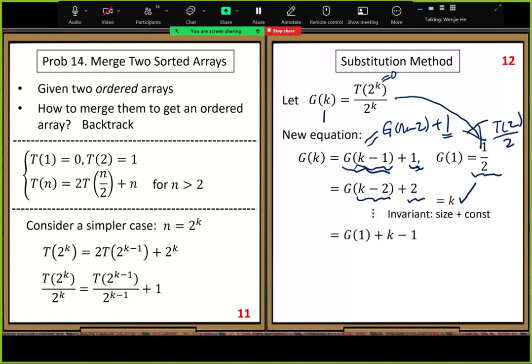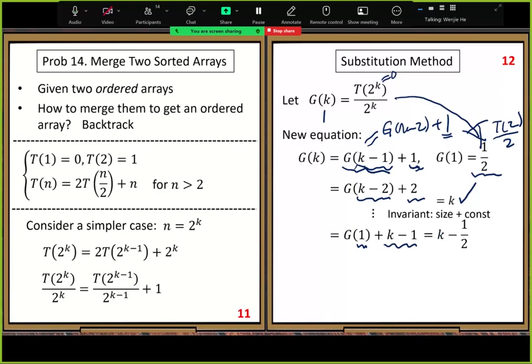So then we do iterations all the way down to the bottom. The last equation, g of 1, the data size here is 1, but the constant part should be k minus 1. Why? Because 1 plus k minus 1 should be this invariance number k, right? So in this way, we can get this last equation. Because g of 1 is 1/2, we get k minus 1/2.